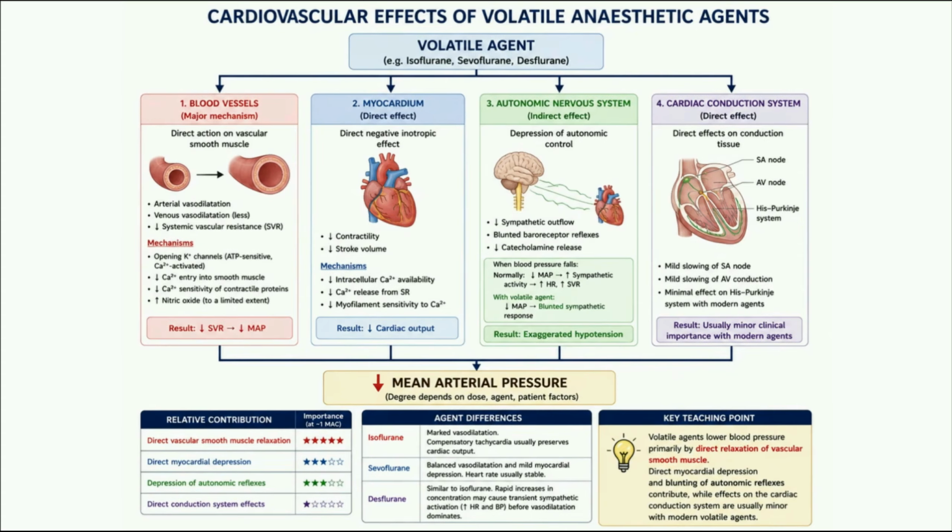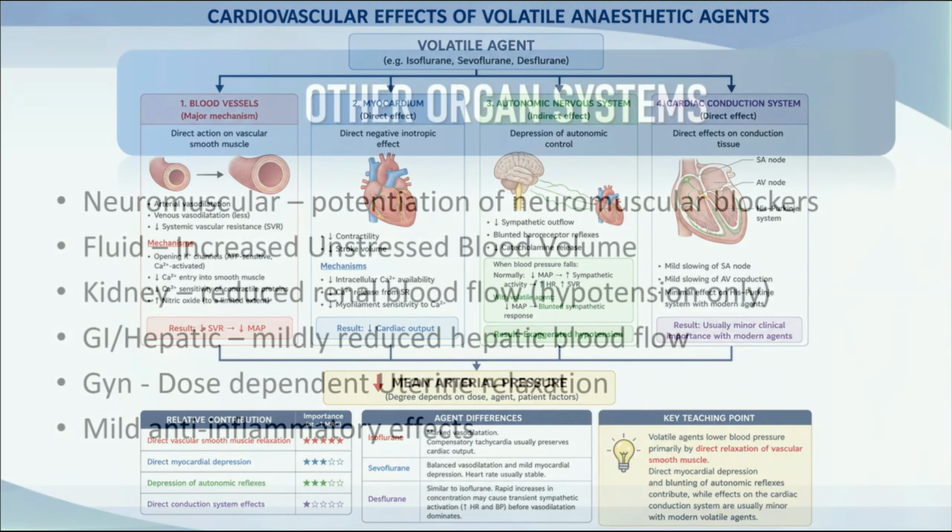So after you induce anesthesia, you give propofol, which is a vasodilator, and then you add to this a volatile agent. The patient's blood pressure will almost always fall. This is easily treated with a bolus of ephedrine or phenylephrine.